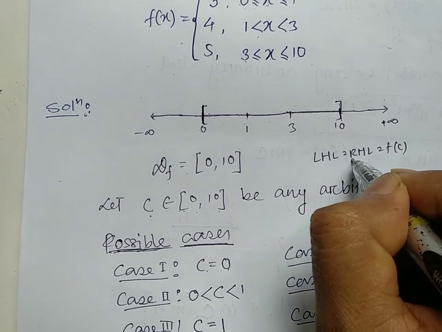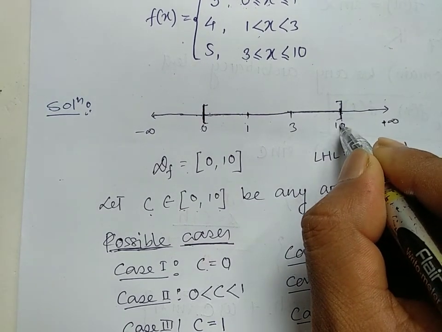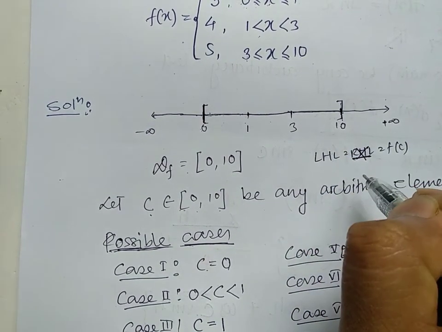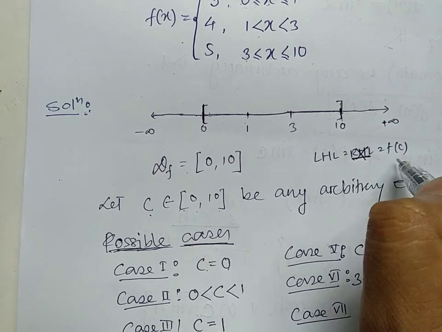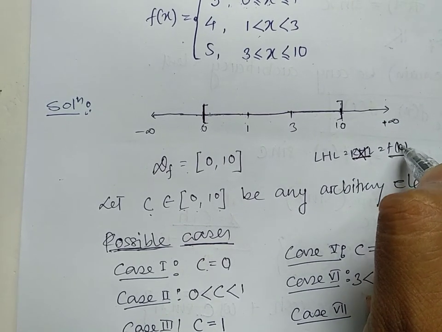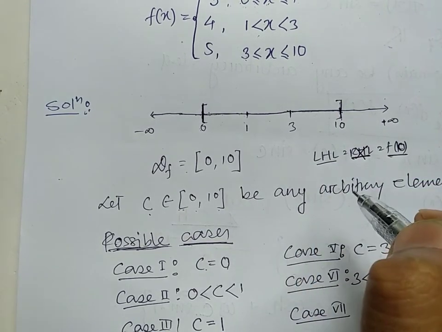So if right hand limit does not exist for c is equal to 10, then what is the condition to be satisfied for continuity? Functional value at 10 should be equal to the left hand limit.